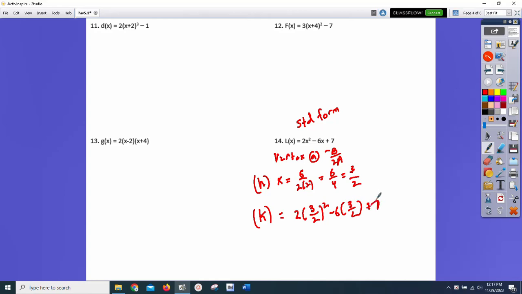And then we literally do 5th grade math. All right, 3/2 squared is 9/4. 6/2 is 3 times 3 is 9 plus 7. 2 times 9/4 would be 4.5 or 9/2 because they cancel. Anyways, we have 4.5 minus 9 plus 7. And we put that all together and we get 2.5. So I'm going to write this up here. h, k, the vertex, was found to be, if you like decimals, that's fine.